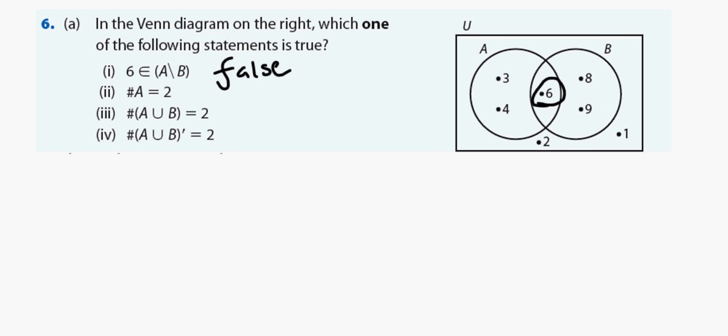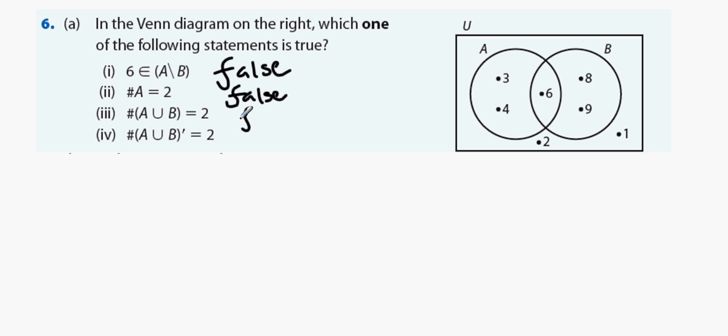Okay. The cardinal number of A is 2. That is also going to be false because A has 1, 2, 3 numbers. Okay, so the cardinal number of A is actually 3. Next one, the cardinal number of A union B is 2. 1, 2, 3, 4, 5.